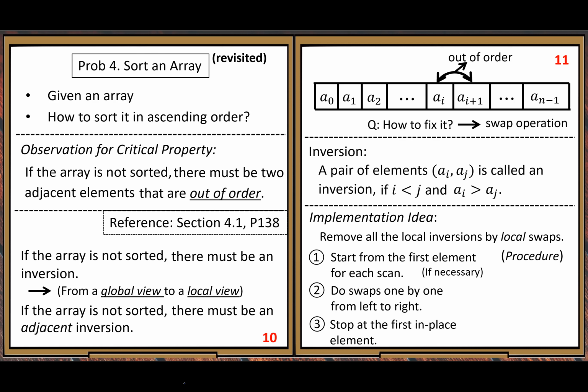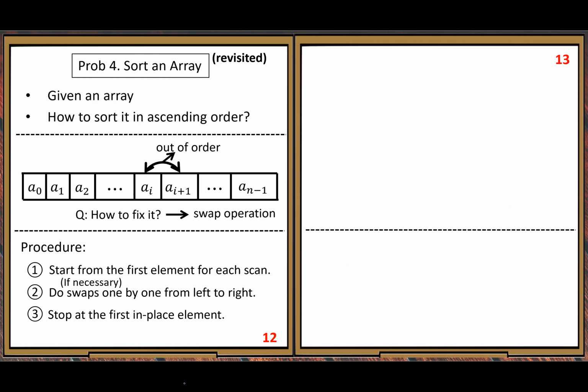But in the second scan, you do not need to touch those elements already in place. If you put one element in place, you do not need to work on it anymore. It's already in place. So you only need to work on the remaining elements.